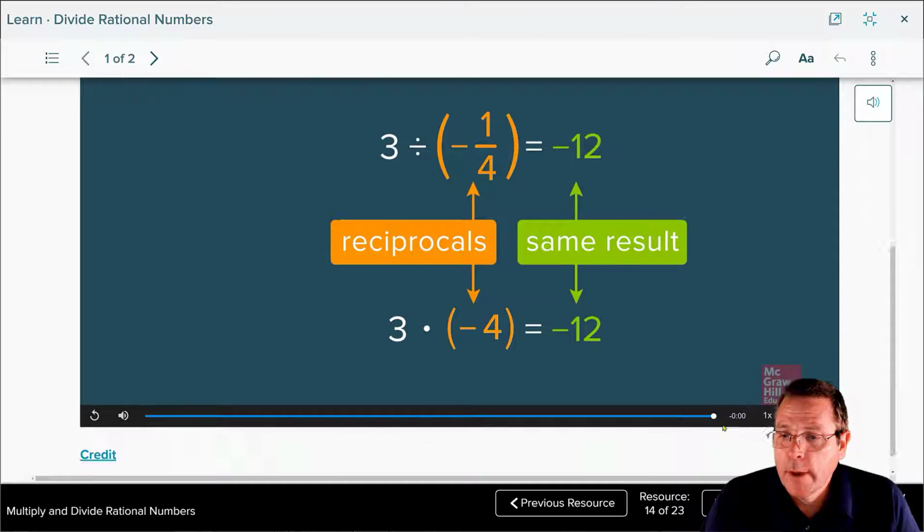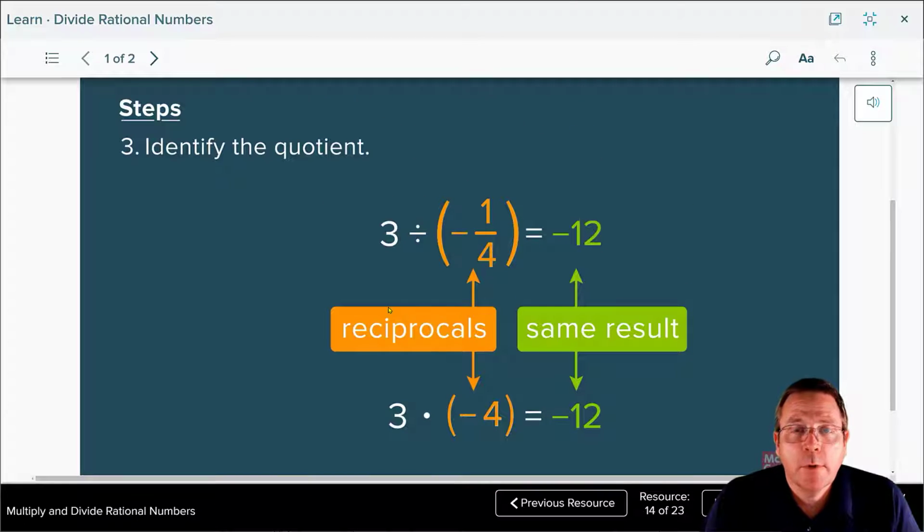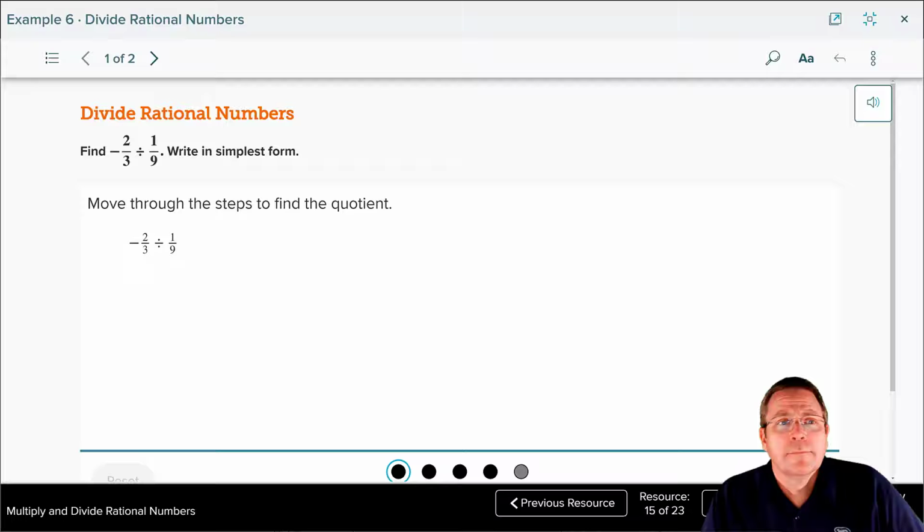Well, alright, that was pretty dang exciting. In other words, what did they do? They keep, change, flip, and then treated it just like they would have any other fraction, or in this case it became two integers being multiplied by each other.